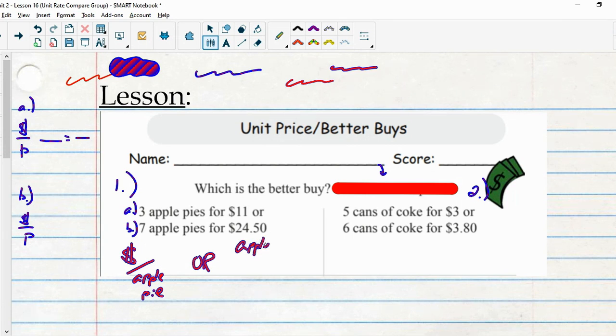Should we do apple pie per dollar? Meaning, should I see how much each apple pie costs, which is this option, or should I see how much apple pie a dollar can buy me? What do you think? I'm leaning toward this because it just makes more sense. If you just want to know how much one apple pie costs, that's what 100% of the population wants to know, right? You know what I'm saying?